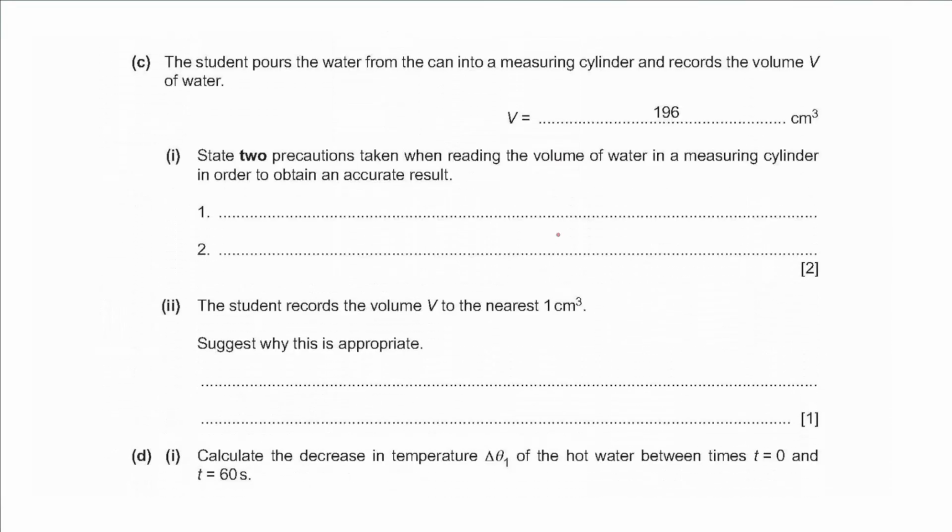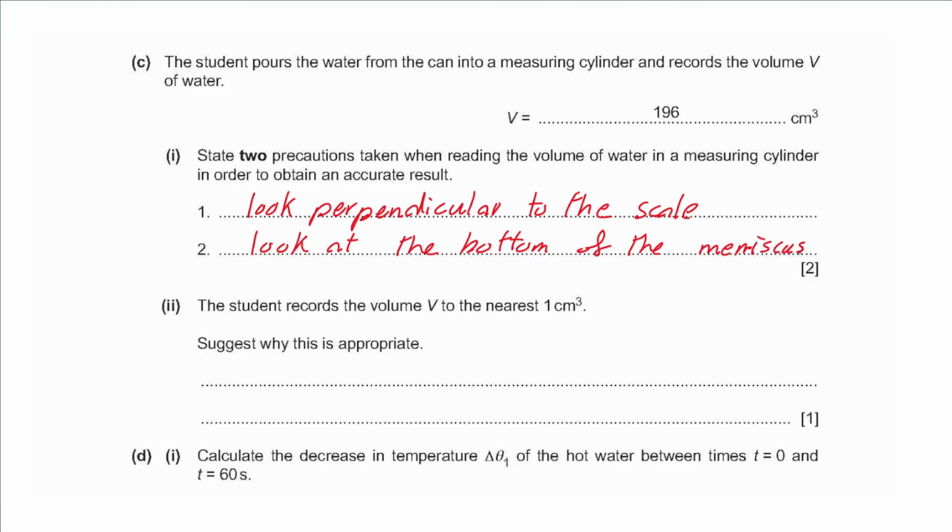Part C says the student pours the water from the can into a measuring cylinder and records the volume of the water, 196 centimeters cubed. State 2 precautions taken when reading the volume of water in a measuring cylinder in order to obtain an accurate result. So we say look perpendicular to the scale of the measuring cylinder and also look at the bottom of the meniscus of the liquid.